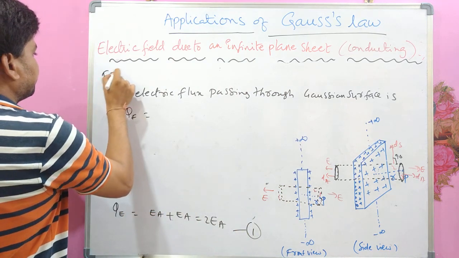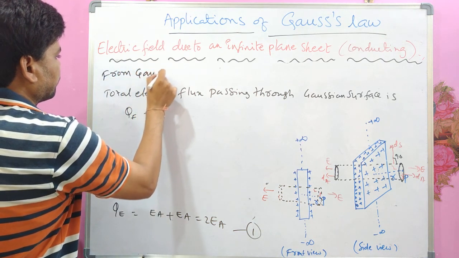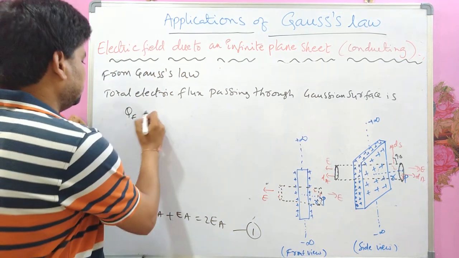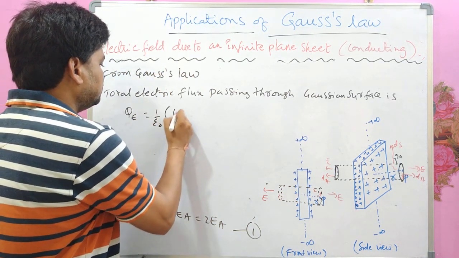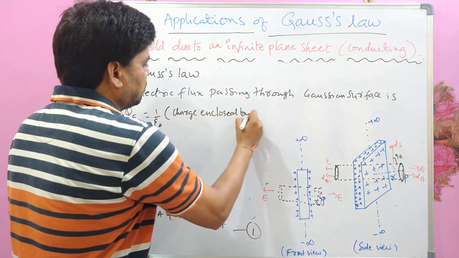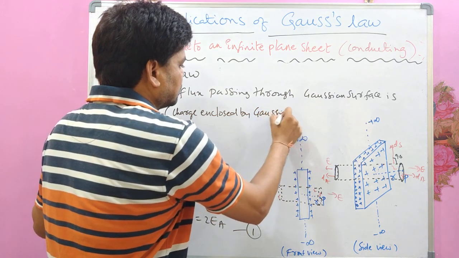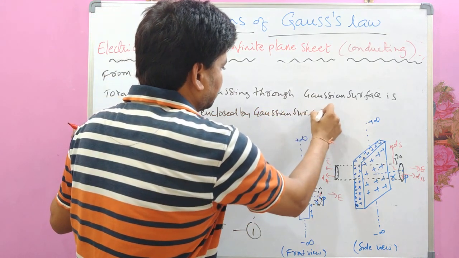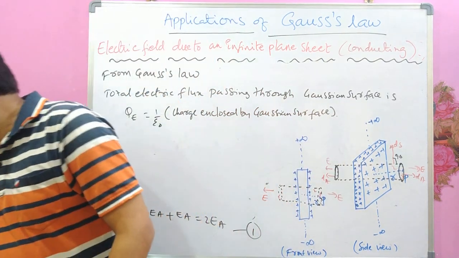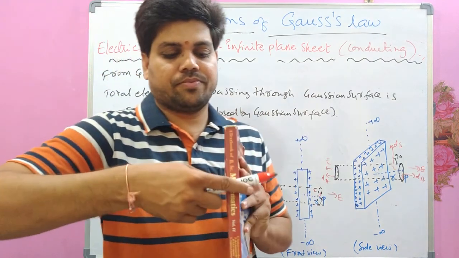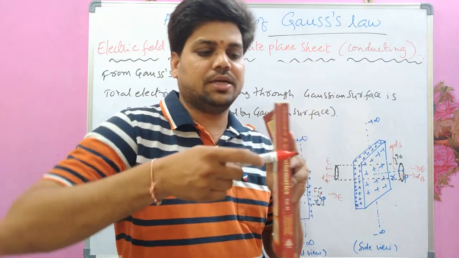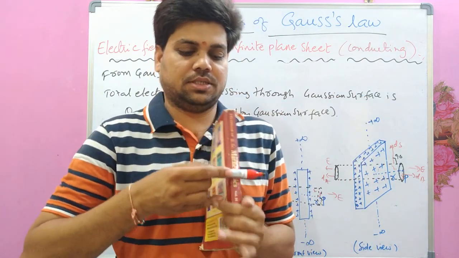So from Gauss law, total electric flux passing through Gaussian surface is how much? 1 by epsilon naught times charge enclosed by Gaussian surface. So here you have to be careful. What is the charge enclosed by the Gaussian surface? See, the Gaussian surface this time is like this. Here it is going through this actually. I cannot show you that. Okay, so Gaussian surface is this way.